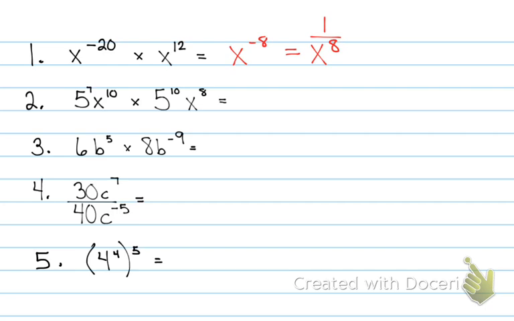All right, number 2, let's say that one together. 5 to the 17th power, x to the 18th power. And we know that's multiplication.